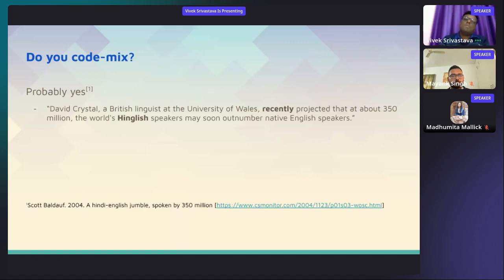So the question is, do you code mix? There was this study from David Crystal around 2004, and he projected that when the population reaches around 350 million, the number of English speakers will outrun the number of native English speakers, and this is quite big. And if you see, this study was sometime around 2 decades back, right?